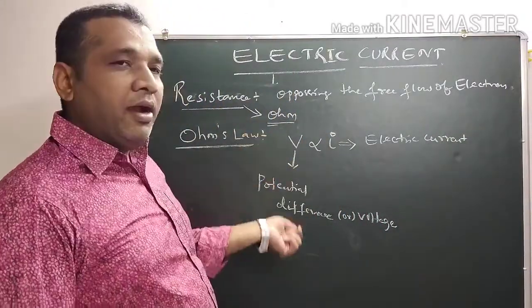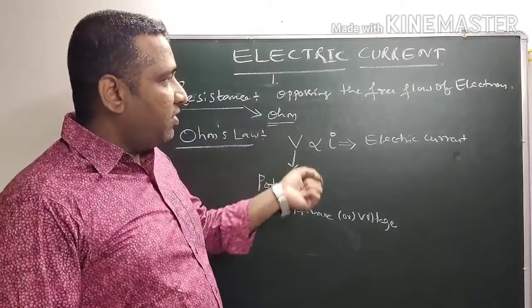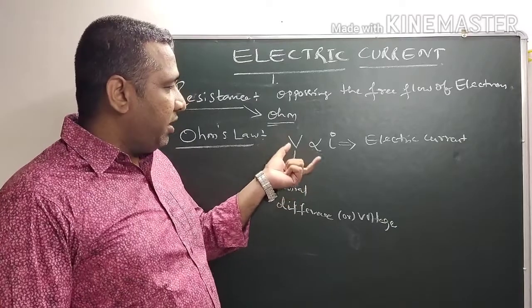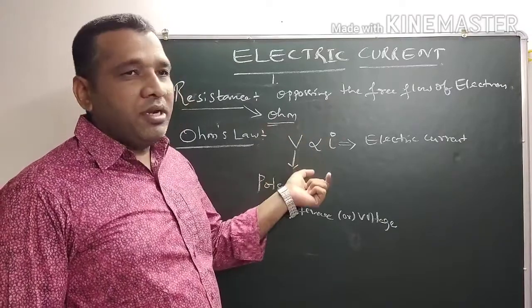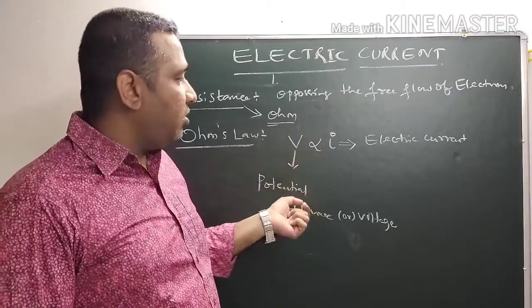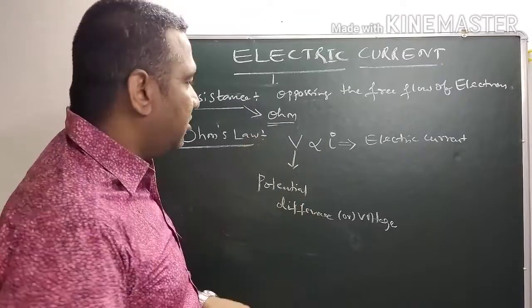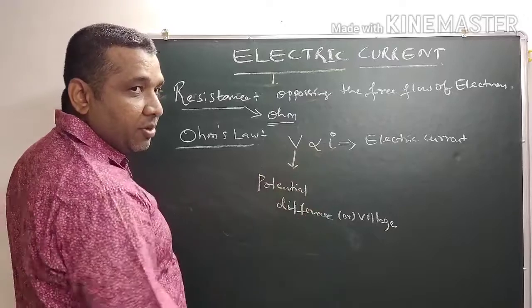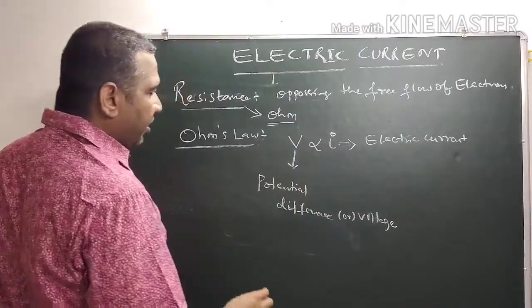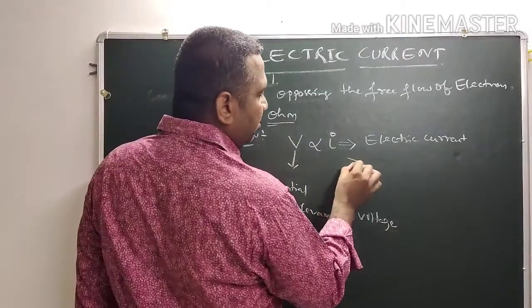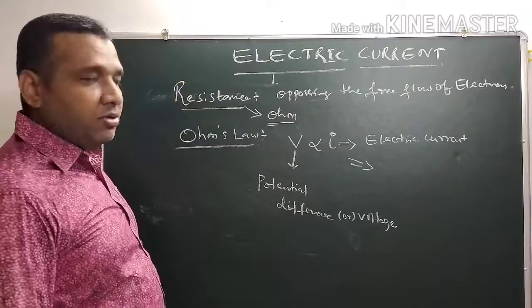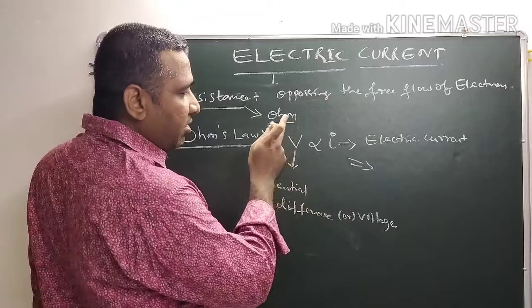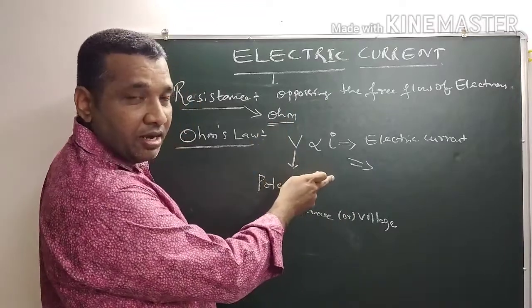So no need to memorize the definition here. In physics, whenever you are going to learn definitions, if you remember the relation, then it will be very easy for you to recognize the definition. So Ohm's law gives one relation: voltage is directly proportional to the electric current. What does it explain to you? It is a direct variation between the potential difference and electric current.